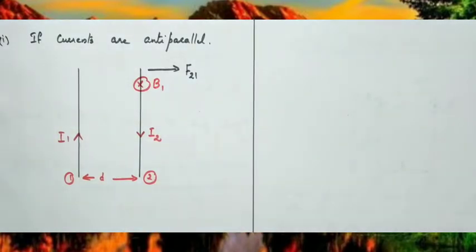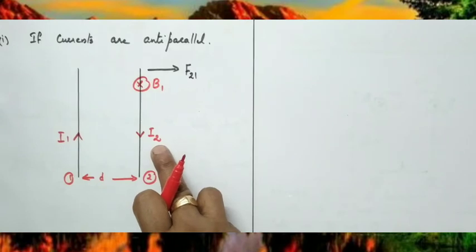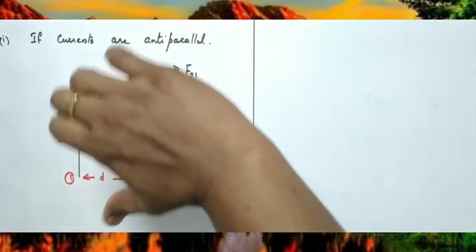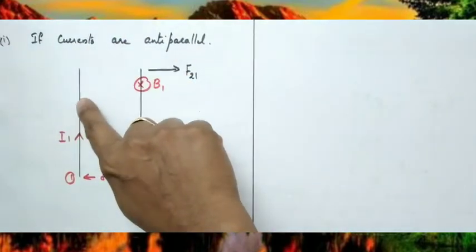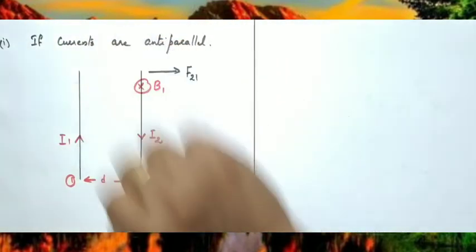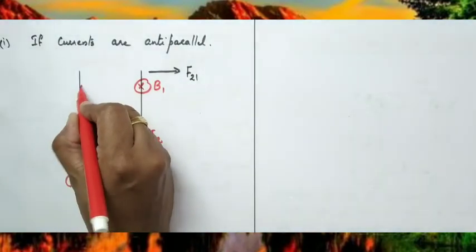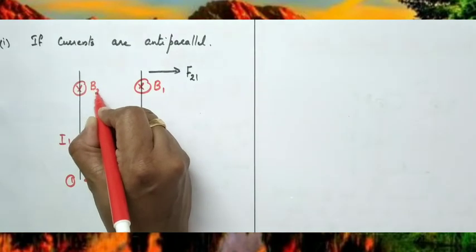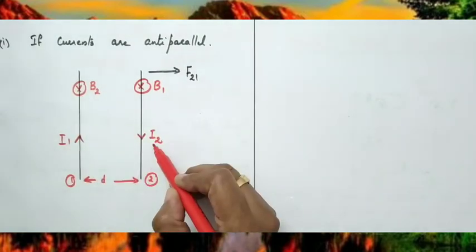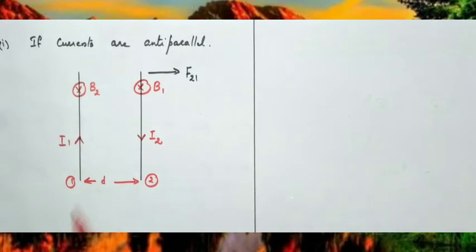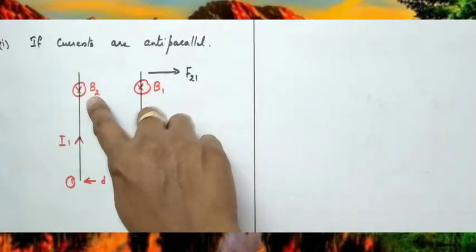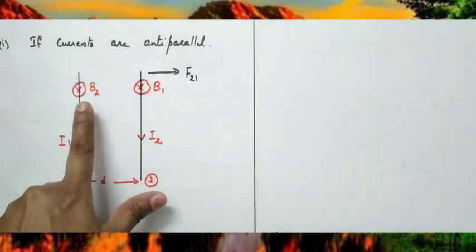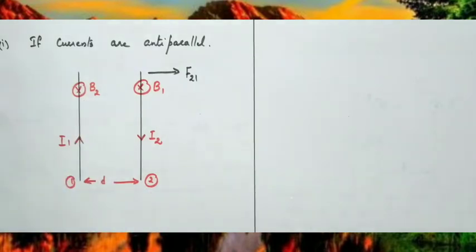Right. Now due to this I2, what is the direction of magnetic field? Here direction of current is downward. At this point the direction of magnetic field is also into the plane. Clear? So this is B2. Magnetic field at the point due to the second conductor carrying current I2 is B2. Now the first conductor carrying current I1 is placed in which magnetic field? B2. Here also a force is experienced.